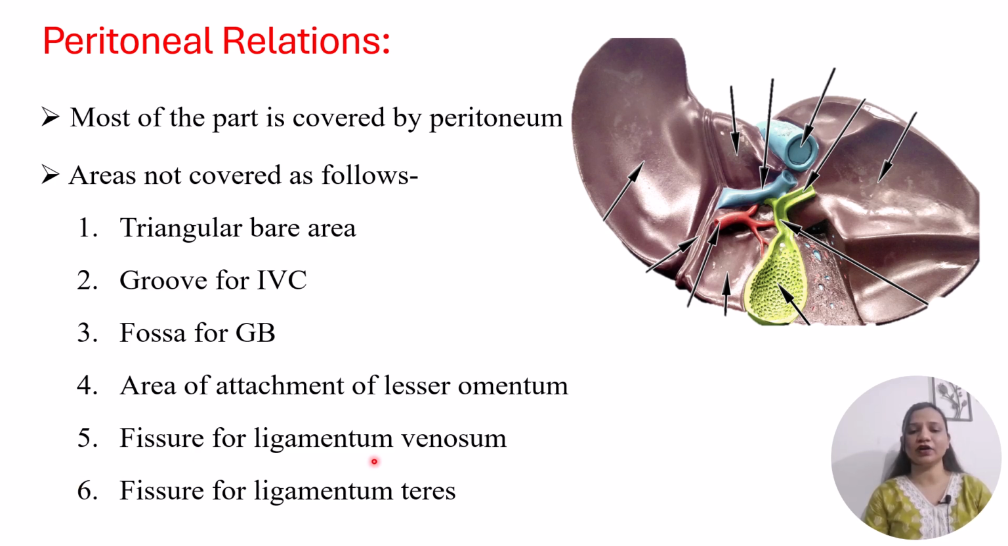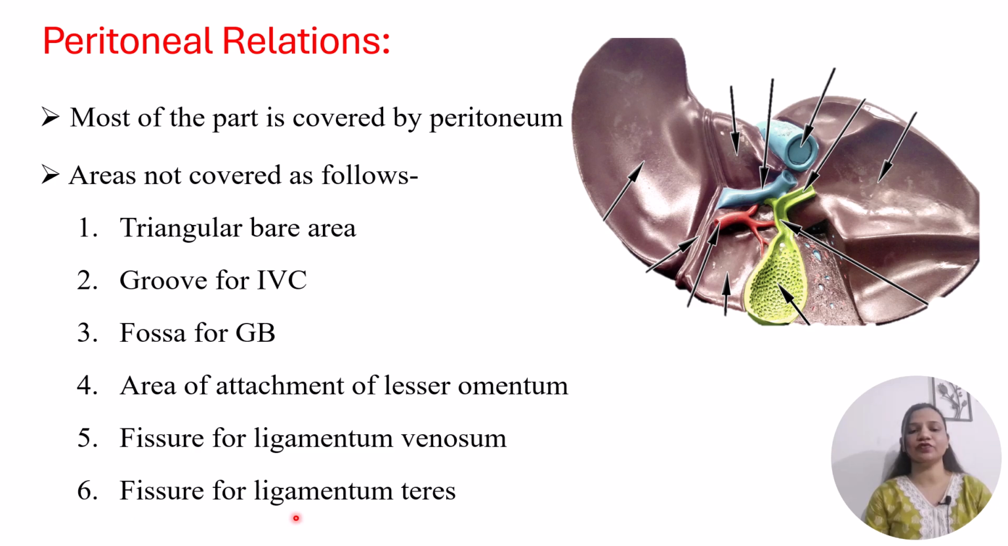The fissure for ligamentum venosum. This is the fissure for ligamentum venosum, which is present on the posterior surface of the liver. There is the ligamentum venosum, which is a false ligament of the liver. Peritoneum covers the ligamentum venosum and not the fissure where the ligamentum venosum is placed. So that fissure is devoid of peritoneum.